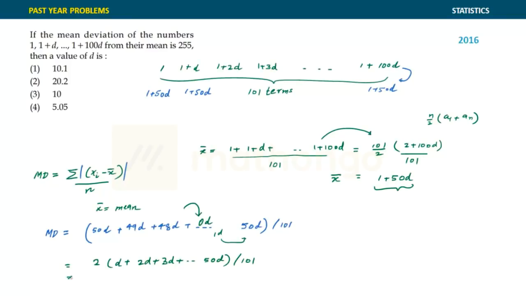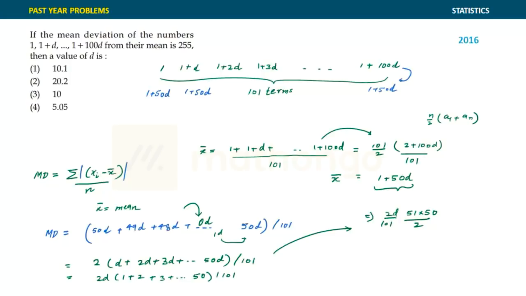You can take d common, so it is 2d into the sum of 1 plus 2 and so on, which is nothing but the sum of the first 50 natural numbers, divided by 101. If I take the calculation on this side, you can easily solve. So the answer becomes 2d by 101 into n into n plus 1 by 2, that is 50 into 51 by 2.